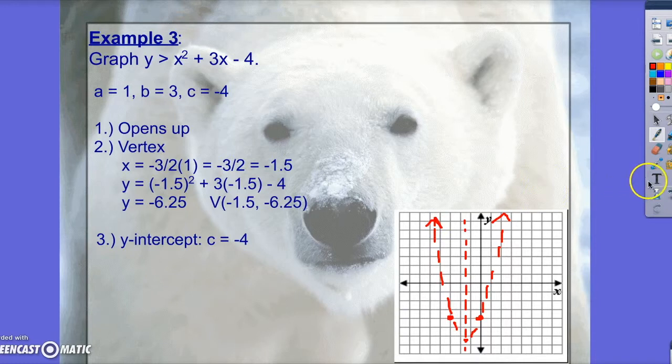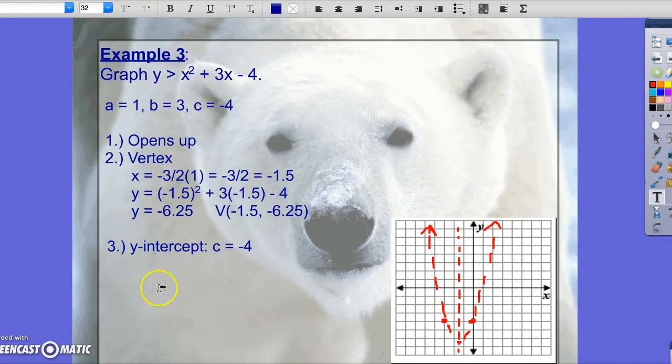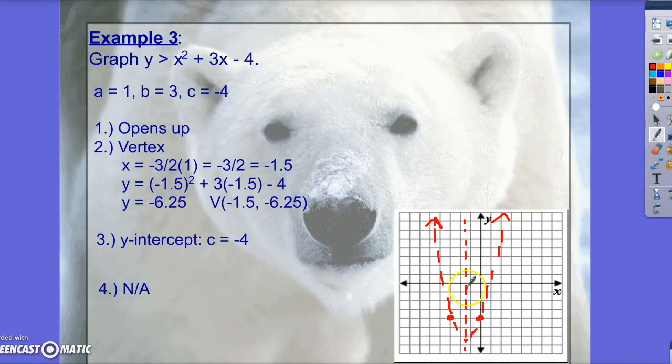So for once, we actually don't need the table. So we put n/a, not applicable for this one. We don't actually need it because we already have those 2 points. Now I can still test 0, 0, right? If I plot 0, 0, you're going to see that it lies inside.